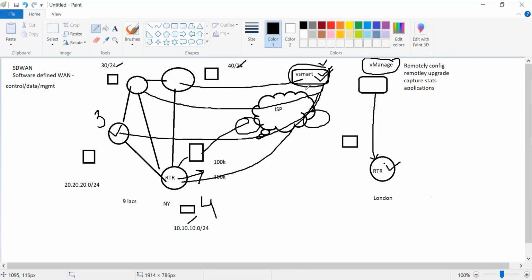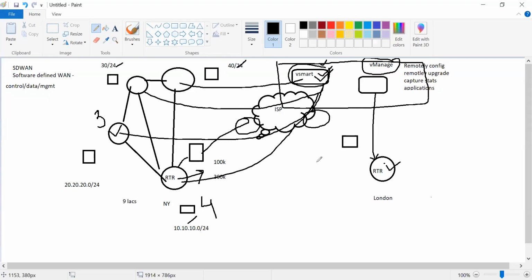We will talk about each and every component in detail, and I'll show you in the lab in a real environment what happens when vSmart is down. I'll power down vSmart in front of you. You will see everything is still going on. I'll shut down vManage. You will see everything going on. And even when I shut down both, these devices can keep talking to each other.